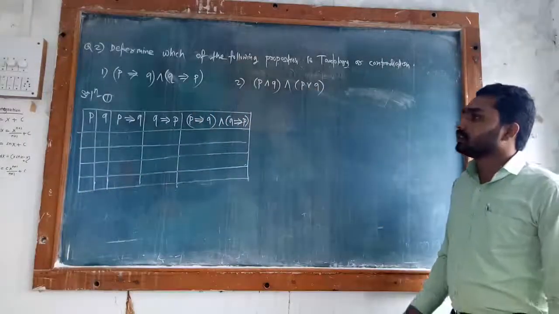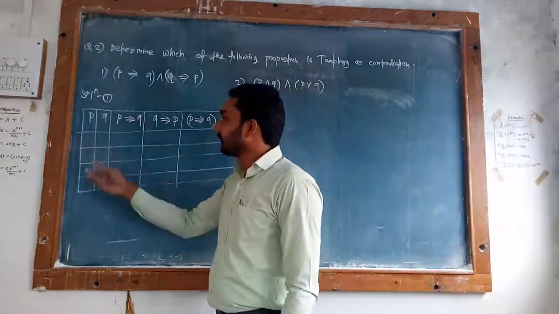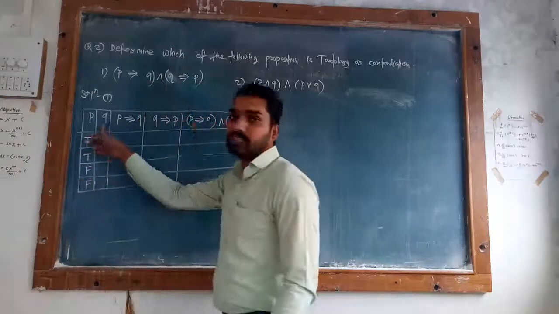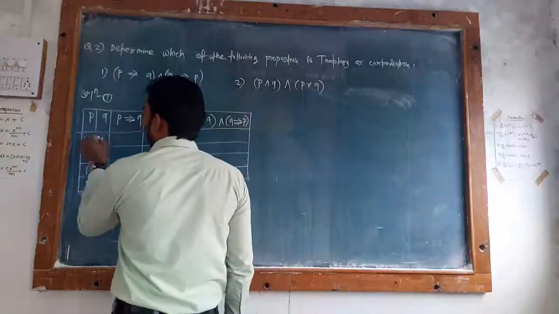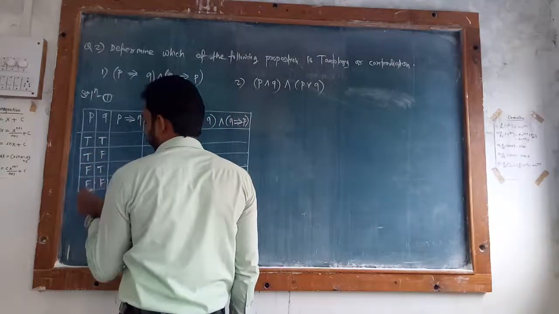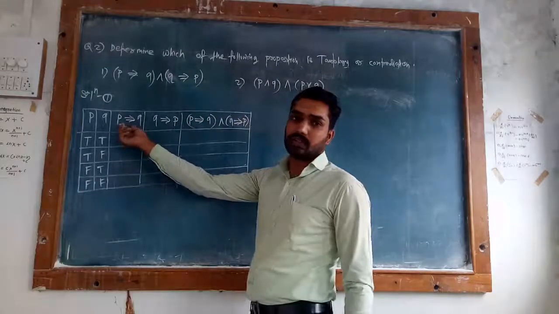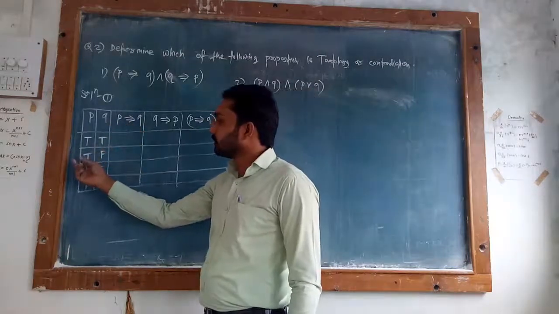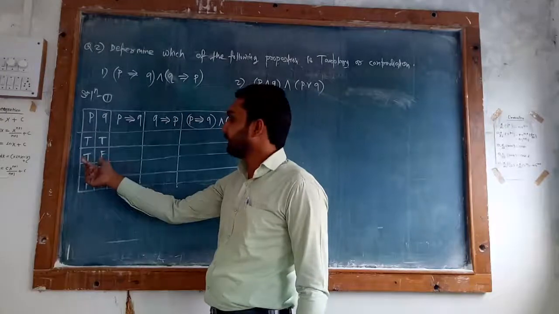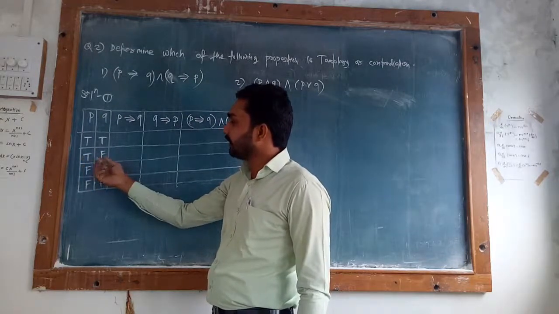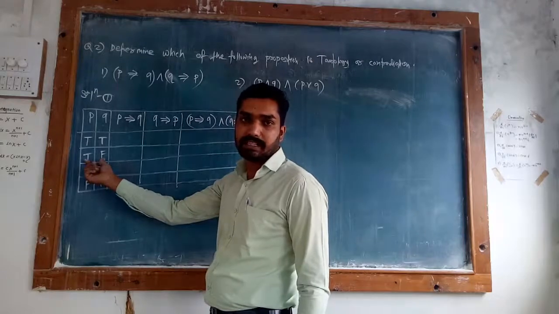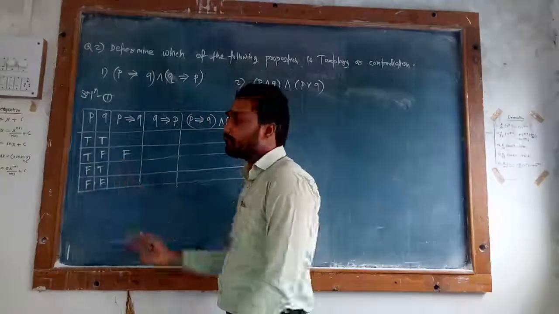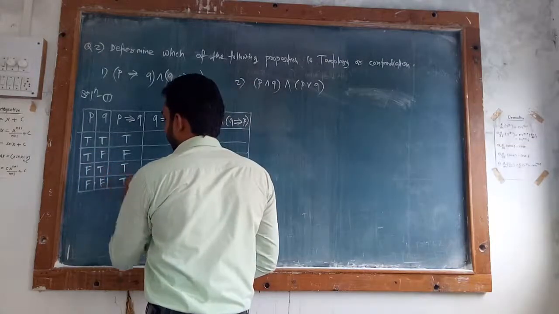For the first proposition, that is column P, the first 2 values become T and the remaining 2 values become F. For proposition Q, the second column, take the alternate values, that is TF, again TF. Next column is P implies Q, the conditional statement. If the first value is T and the second value is F, then the result value becomes F. In the remaining cases, its value becomes T.